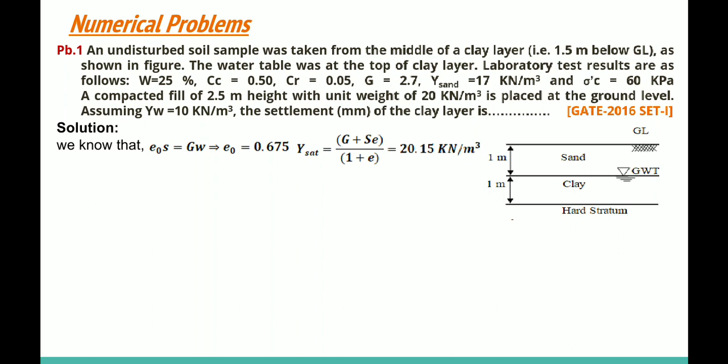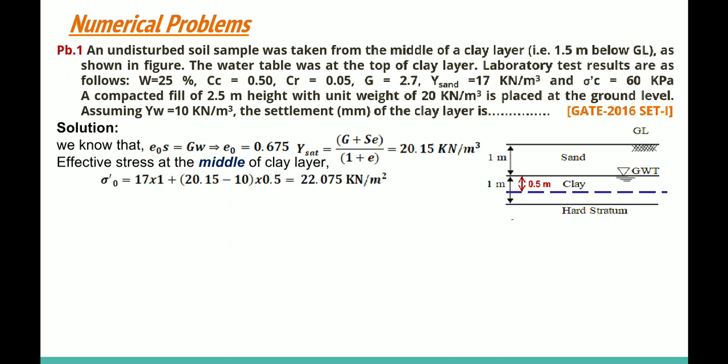So now we can calculate the effective stress at the middle of the clay layer. Why are we calculating it at the middle of the clay layer? Because effective stress varies throughout the thickness of the soil deposit, or in this case the clay layer. So we have to take the average of this effective stress. For taking the average, we find the effective stress at the middle of the clay layer, and that is 0.5 meter below the top of the clay layer.